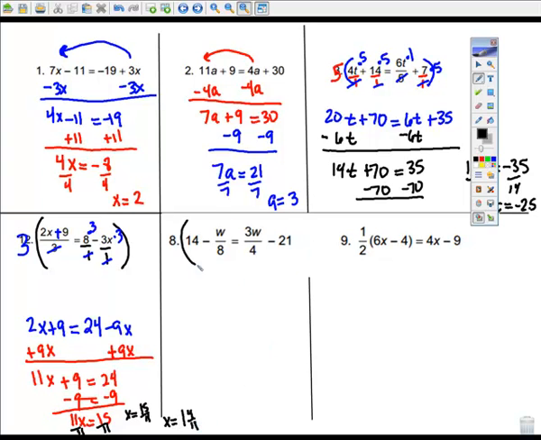Let's do this. Common denominator, again, I'll put a 1 underneath these integers. Common denominator here is 8. So 1 goes into 8, 8 times, 8 goes in once, 4 goes in 2, and 1 goes in 8. 14 times 8 is 112. Subtract 1w equals 6w. Subtract 21 times 8 is 168.